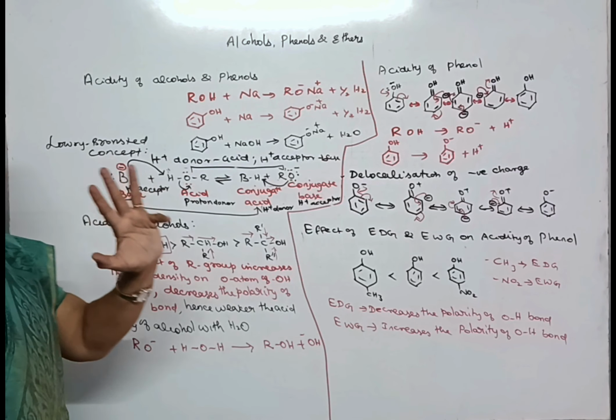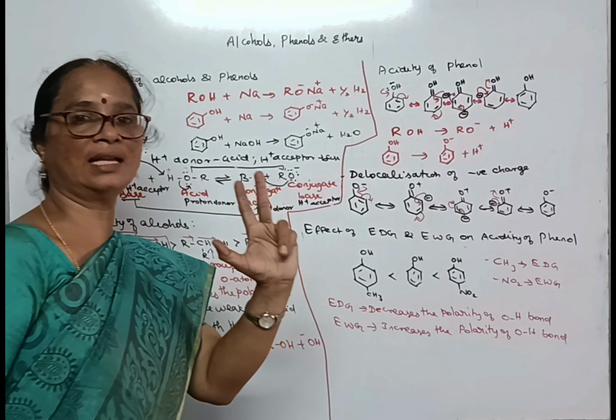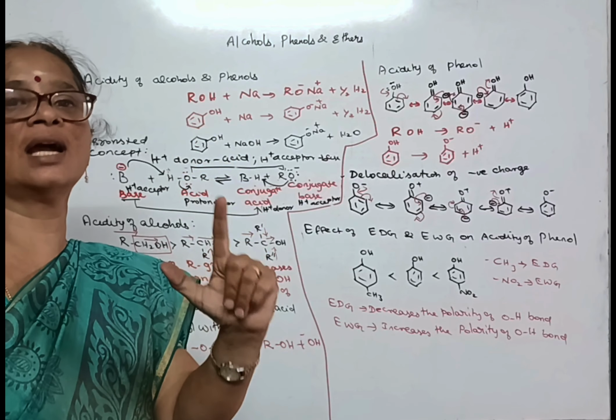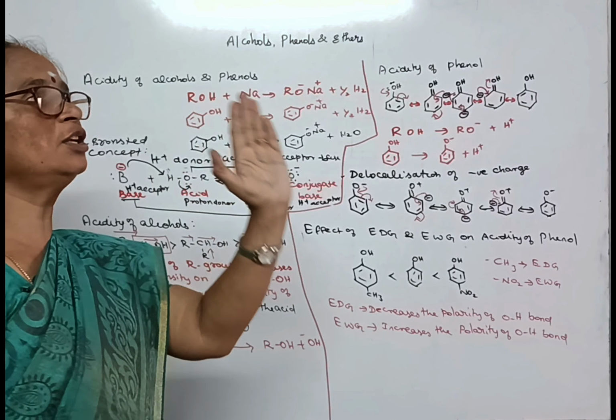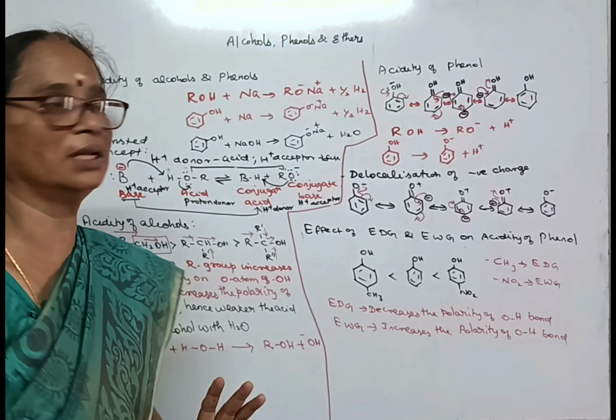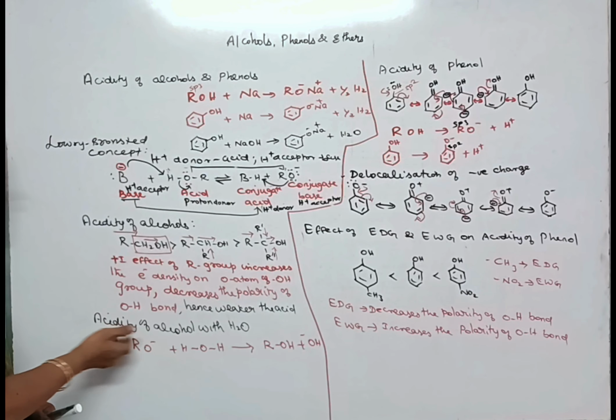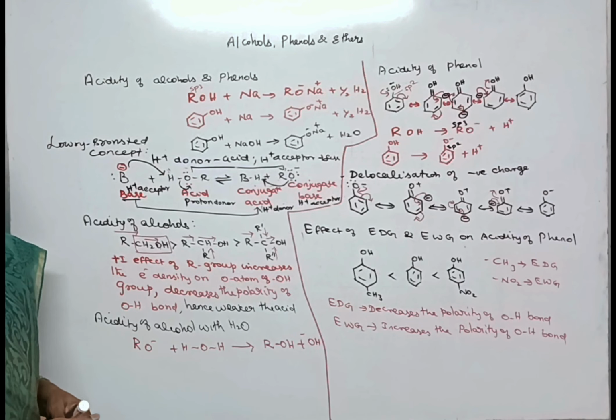So we may say methanol is more acidic than ethanol. Ethanol is more acidic than propanol because the number of carbon atoms increases: 1, 2, 3. Let us compare the acidity of alcohol with water.